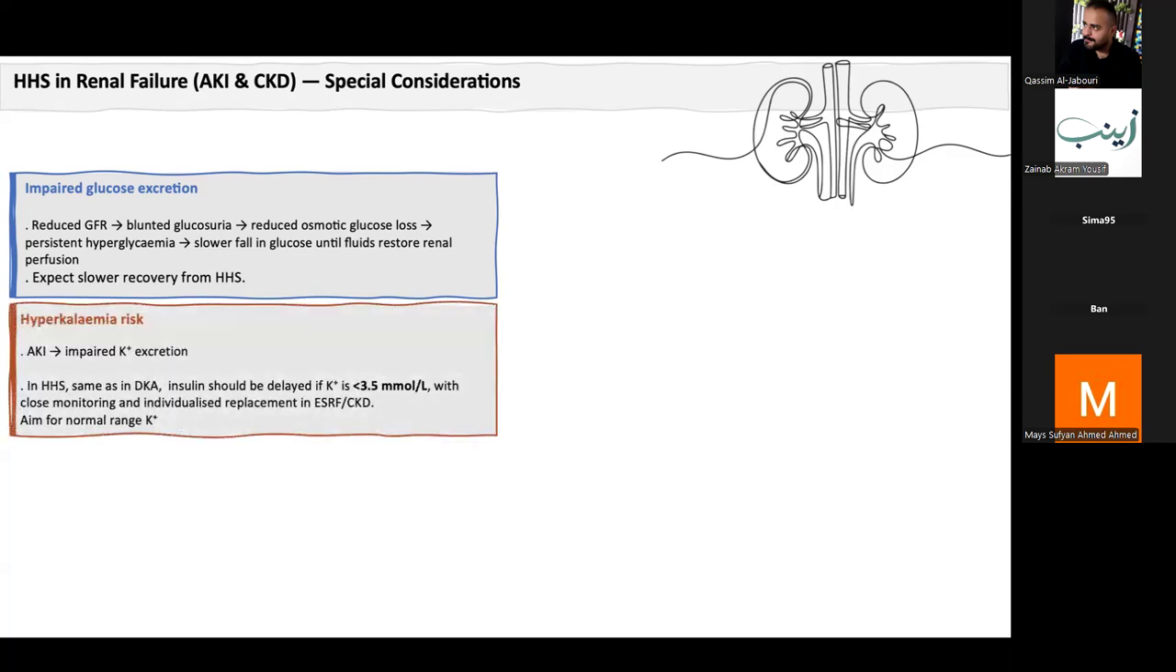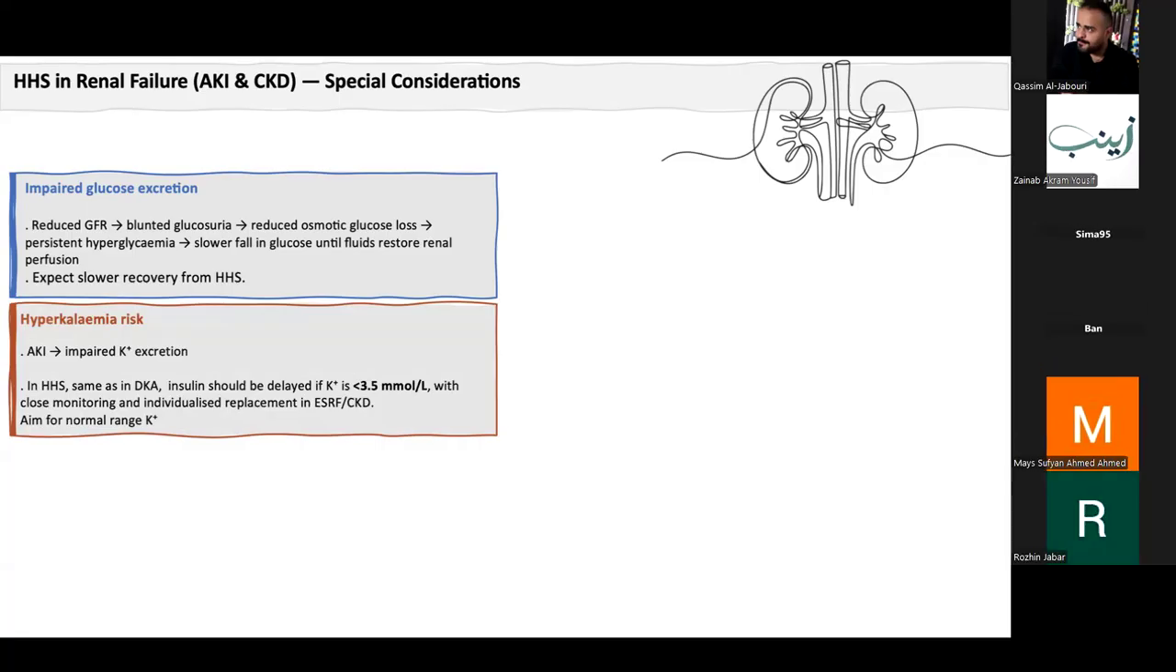And the other problem is they have a higher risk of hyperkalemia because of, again, impaired potassium excretion. So it's essential to monitor potassium in those patients. And if you need to introduce insulin, like we do for some HHS patients, you should delay that until you correct the hypokalemia if you see it. Okay.